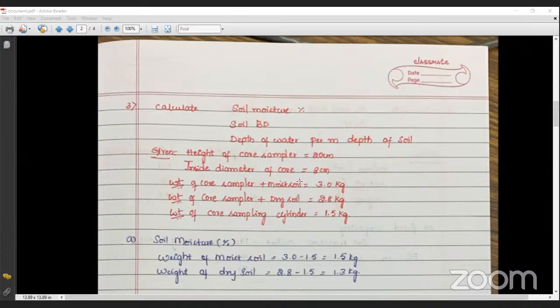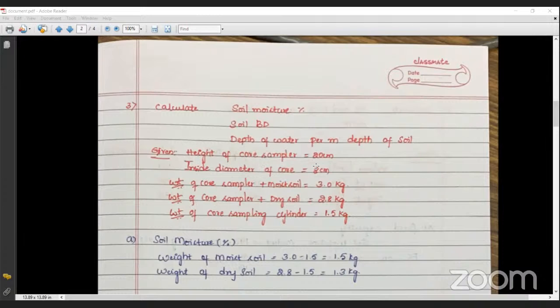I will explain how they will give the question. First, you have to understand the basics. What do you mean by height of this core sampler? You all know the concept of infiltration. So what is infiltration? It is the inner movement of water from the uppermost layers to the layers below. How to calculate that infiltration is that the instrument, the core sampler, is there, with a height of the core sampler.